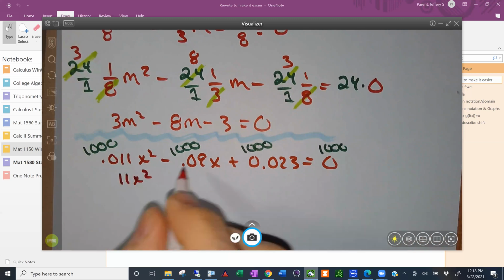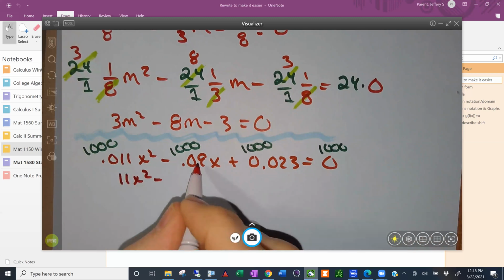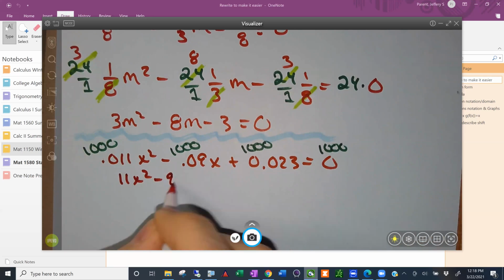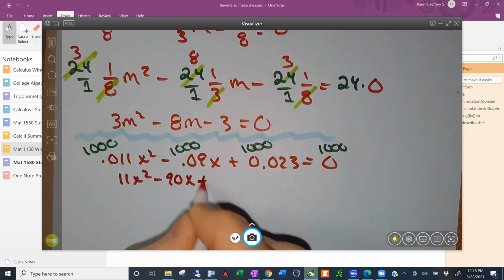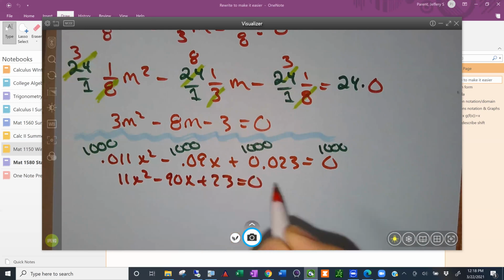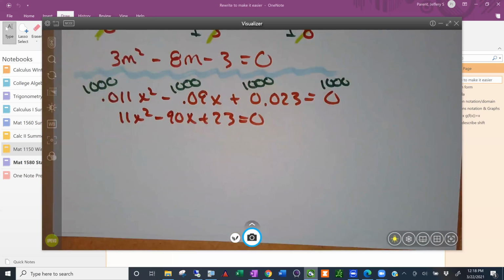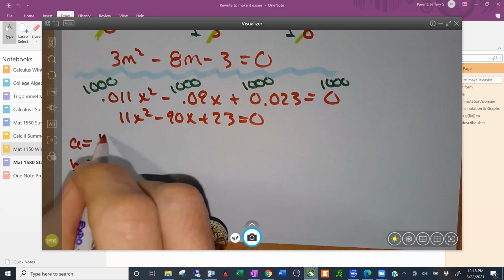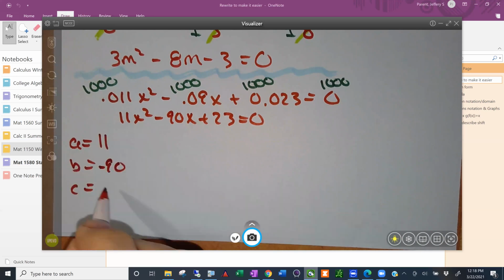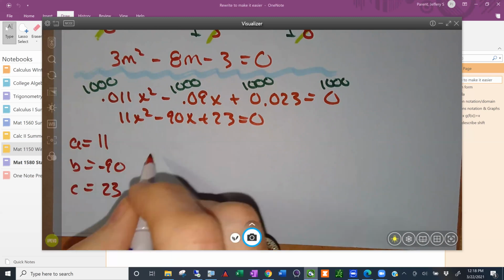Where you have to be a little bit careful is the middle term. What do I get in the middle term? 90? Yeah, minus 90x plus 23 equals 0. Now, one of the problems that you're going to see on the exam asks you to just tell WebAssign what are the coefficients you're going to put in to the quadratic formula. So it'd be 11, negative 90, and 23. Not exactly user-friendly numbers. That's okay.